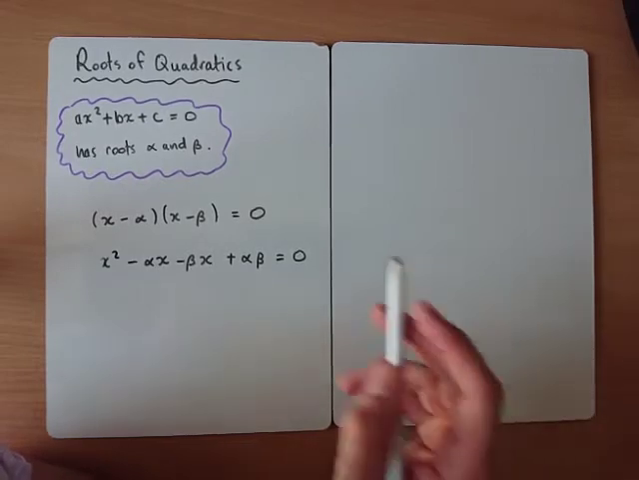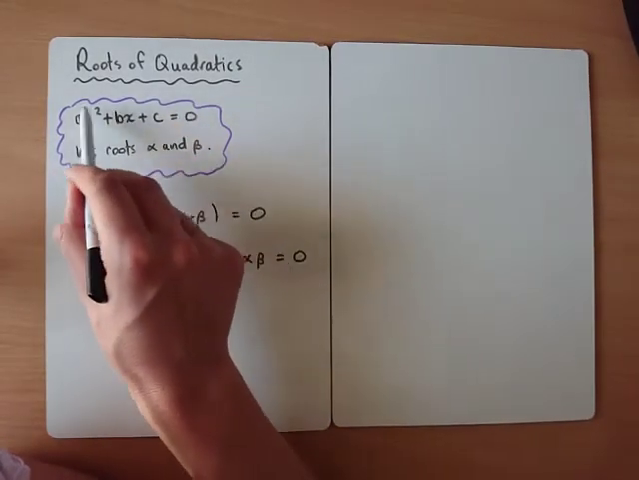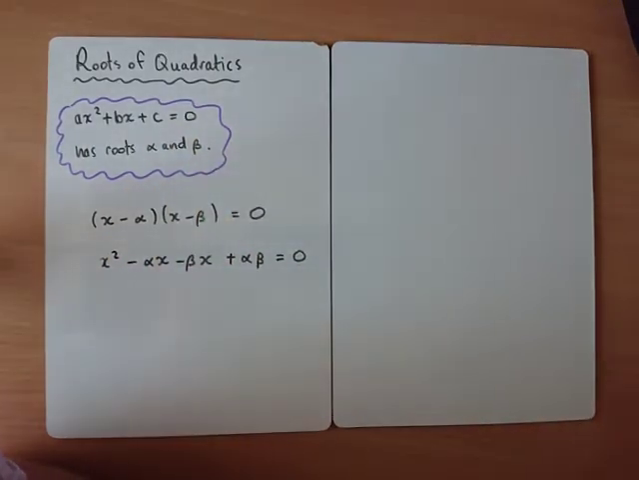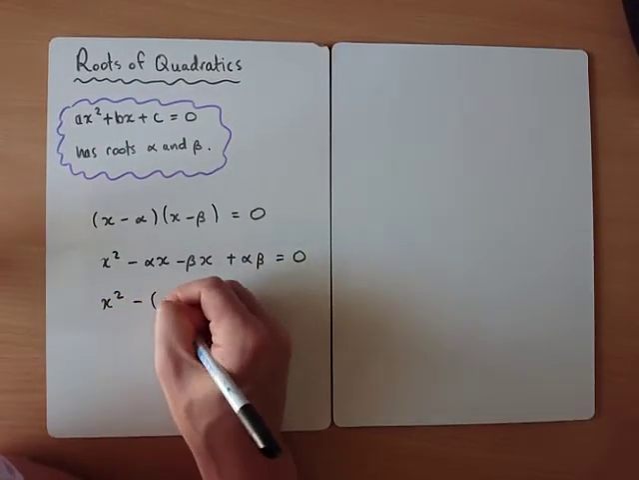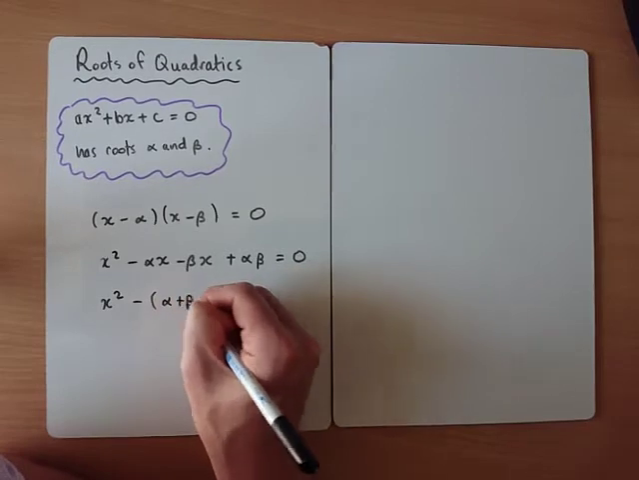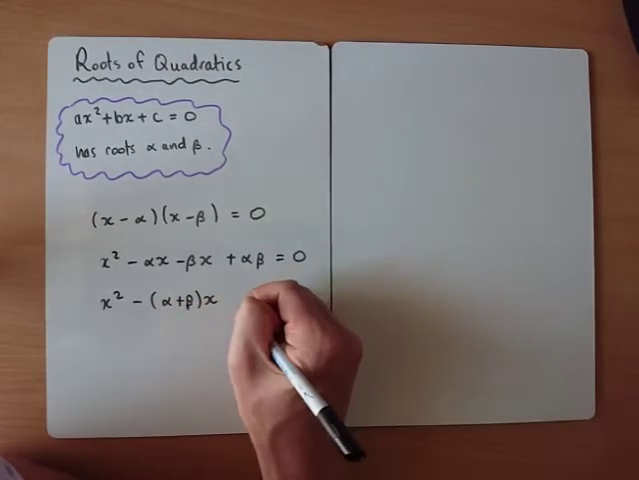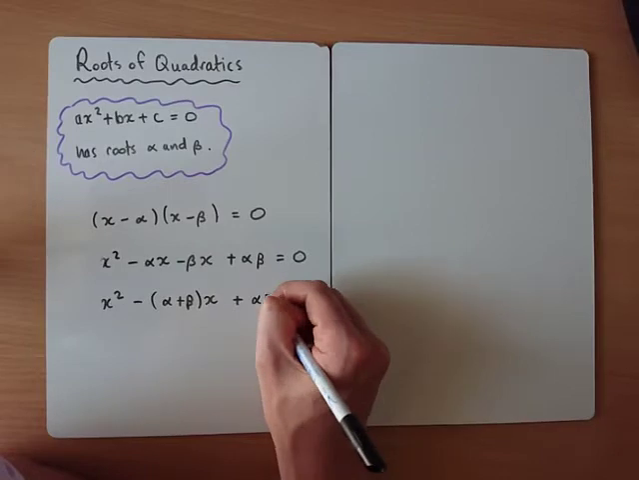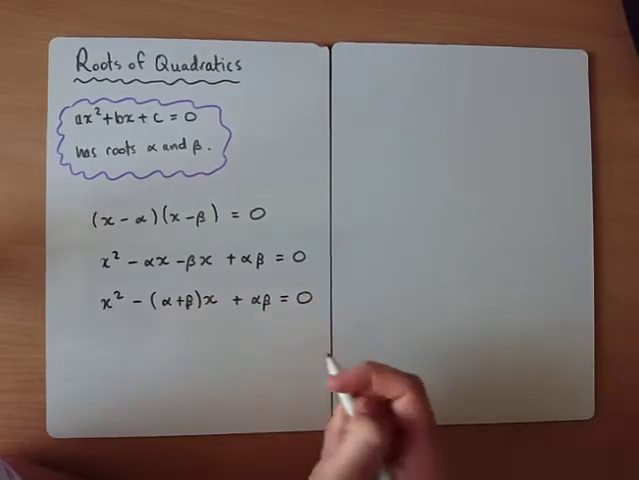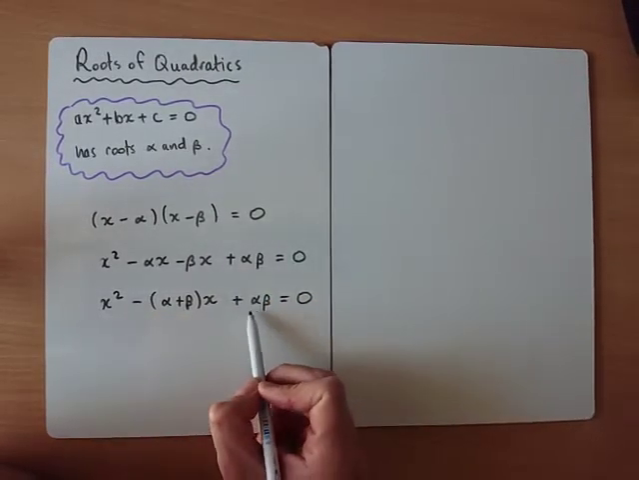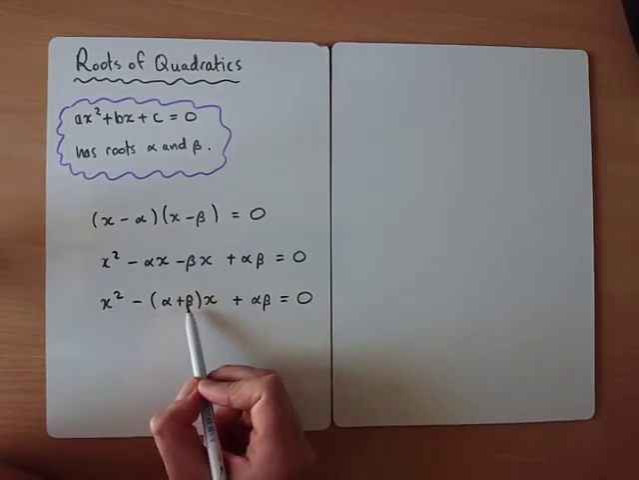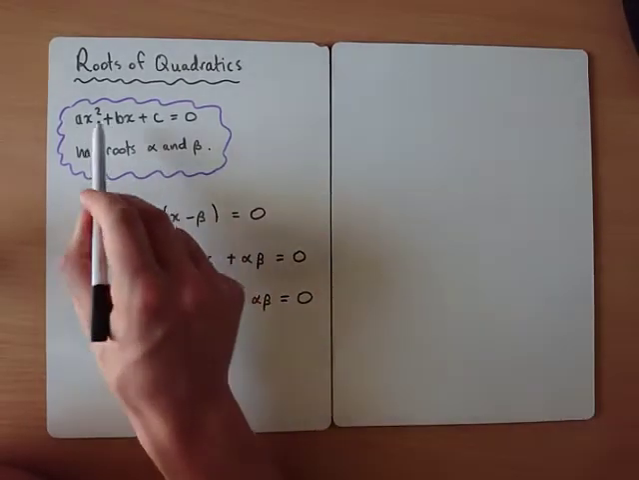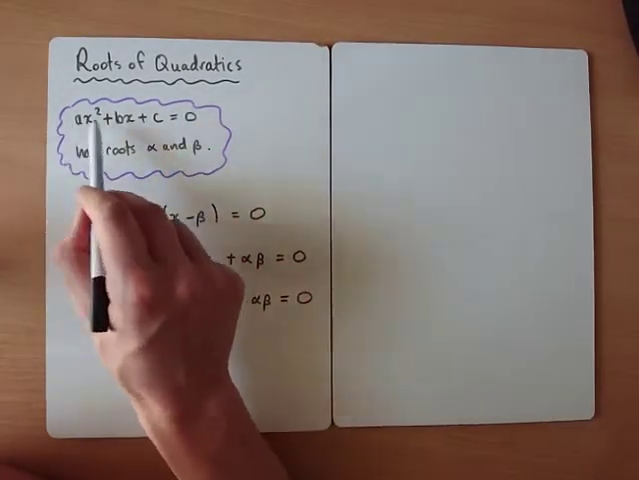We can do a bit of rearranging and compare it with the general equation for a quadratic. So if we write it like x squared minus (alpha plus beta) x plus alpha beta, what we've now got here is the product of the roots, and what we've got here is the sum of the roots.